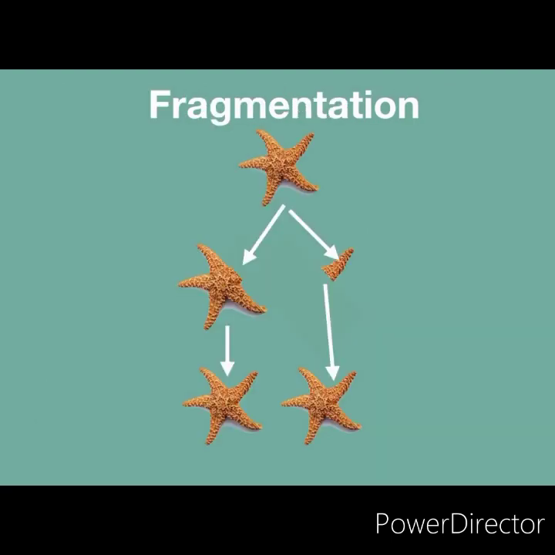Fragmentation occurs when an organism splits or loses parts of its body. The remaining parts can grow and form a new organism. This can be seen in starfish. When they lose an arm, they can grow it back, and the separate arm can grow into a new starfish as well.